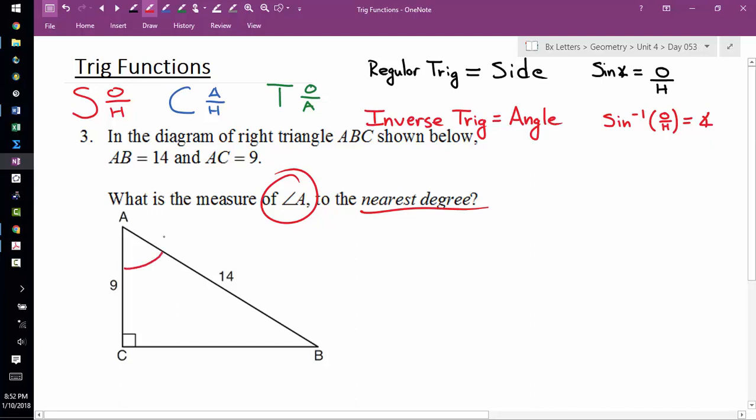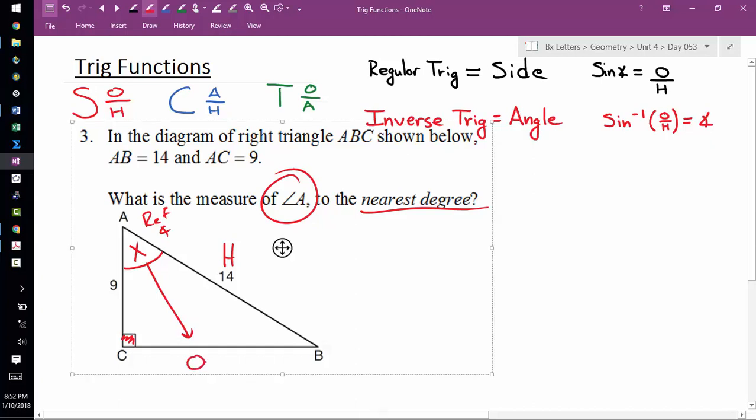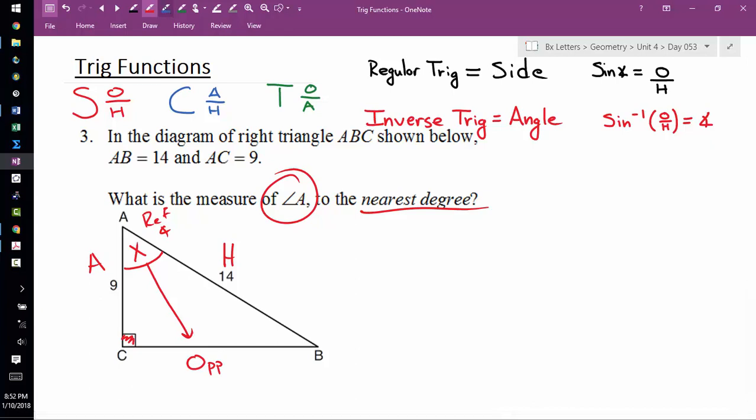So the angle I'm looking for is up here. I'm going to call that X. So now that I've got a reference angle, I can start labeling the sides of my right triangle. We're starting with the hypotenuse, which is across from that 90-degree angle. Then we look at our reference angle, and we're going to say, okay, well, the side opposite that angle is right here, and whatever's left over will be the adjacent.